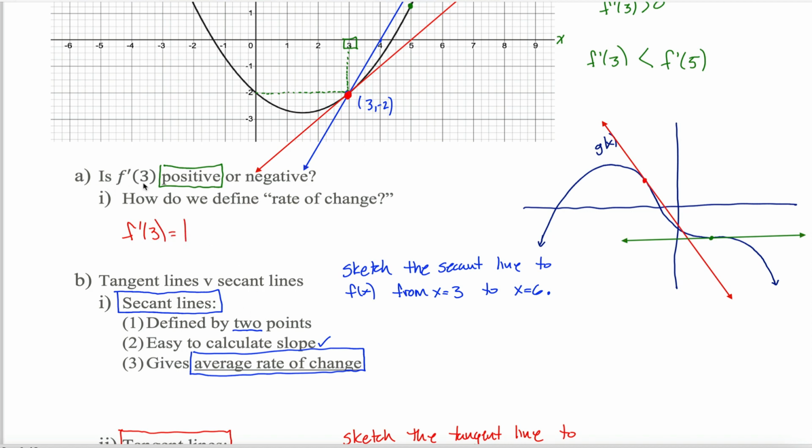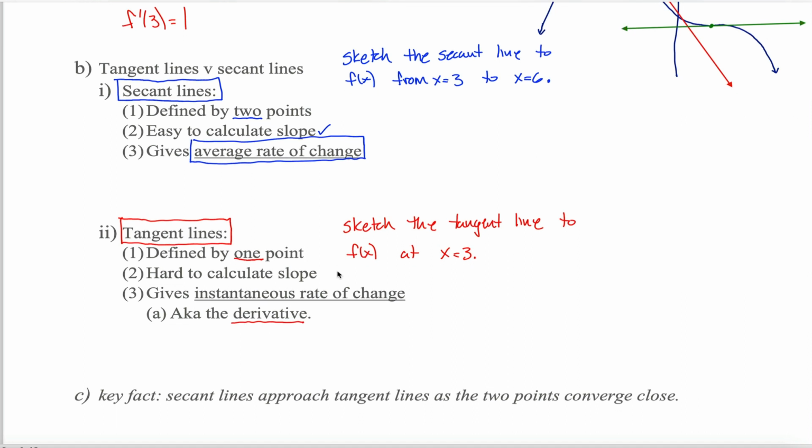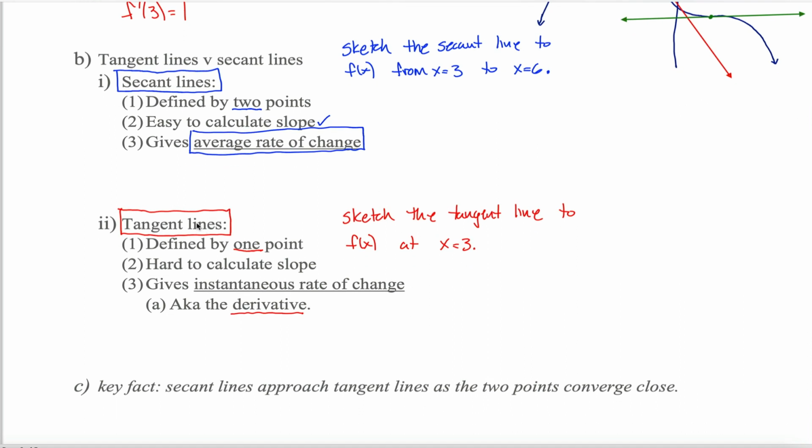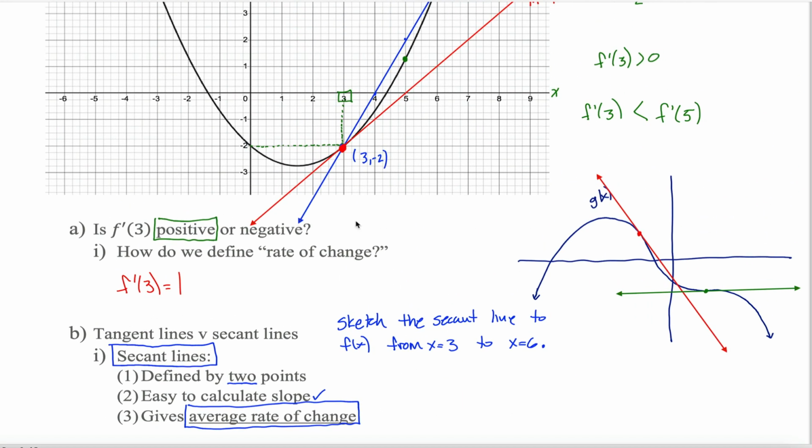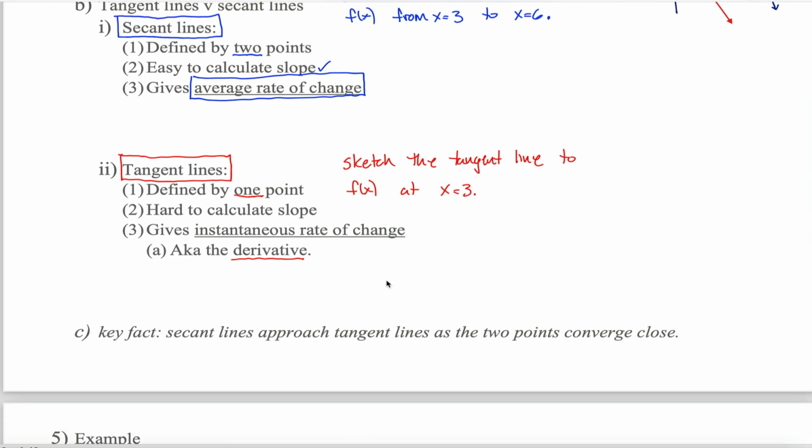To calculate derivatives, what we're going to have to do is understand tangent lines. Tangent lines are kind of like secant lines, except they're harder. What makes them harder is they're defined by one single point instead of 2 different points. But at this point in the class, if you can sketch a tangent line when given the function and 1 point, and then just estimate the steepness of that line, that's everything that you need to know how to do.